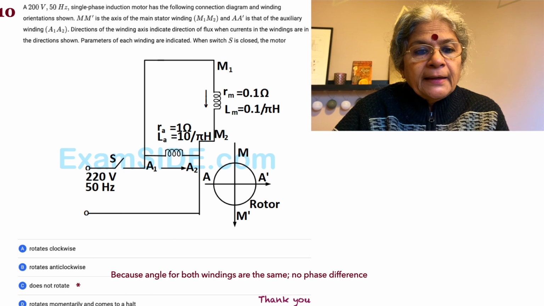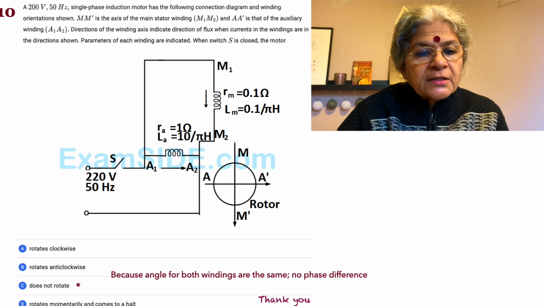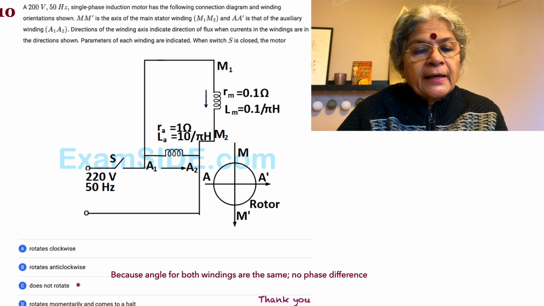Okay, and A dash, the auxiliary winding. It doesn't seem to have a reactance. No, a capacitor still has only RA, and RA equals 1 ohm and LA equals 10 by pi Henry. Okay, and what is asked? So let's see, 220 volt 50 hertz is applied. I suppose the diagram is clear.